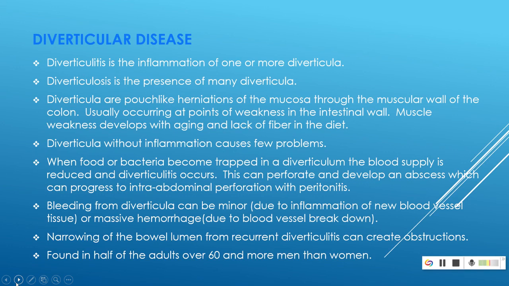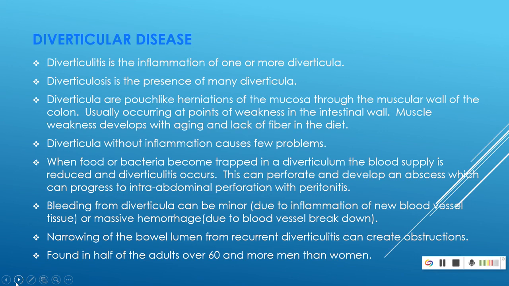Those little pouches now can have food residue, like husks off the corn, seeds, popcorn, those types of things, get into those diverticula, and they cause an infection. And then infection leads to the inflammation. These little diverticular pouches can actually rupture and cause bleeding.